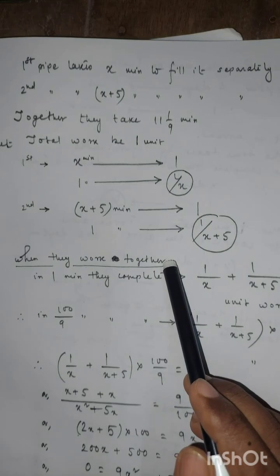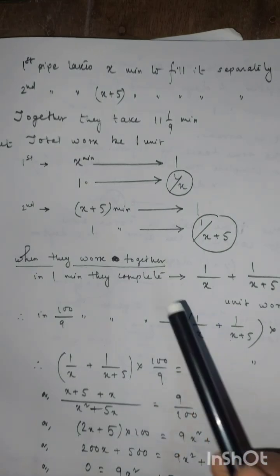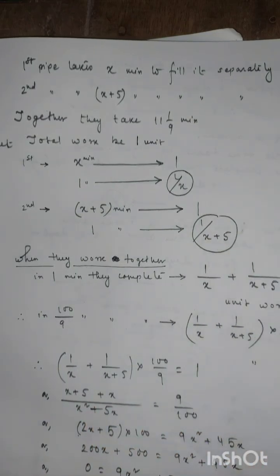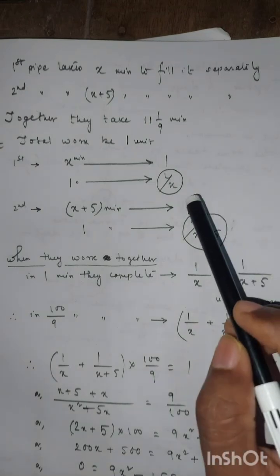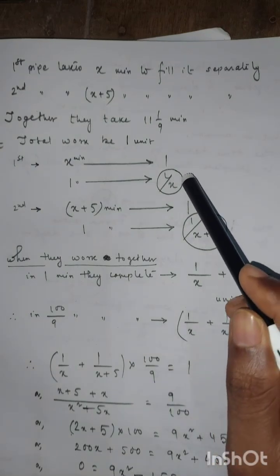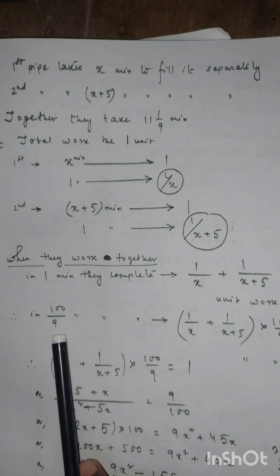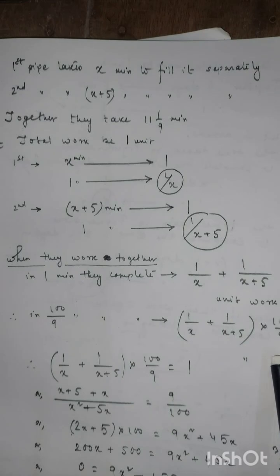When these two pipes work together, in 1 minute they complete this much work. These two efficiencies get added because they are both working. That is why in 1 minute this plus this amount of work will be done. So in 100 by 9 minutes they will complete this much of work.